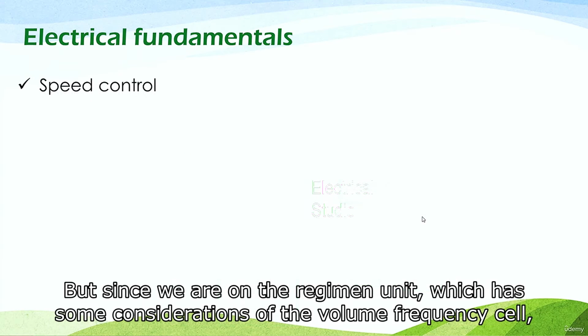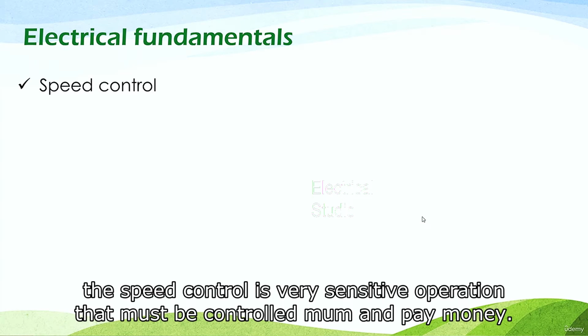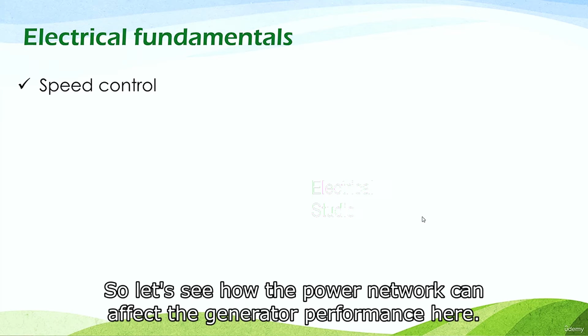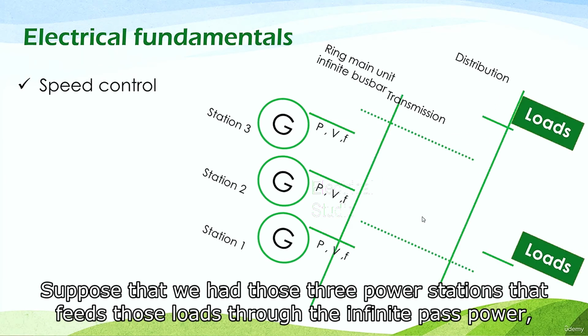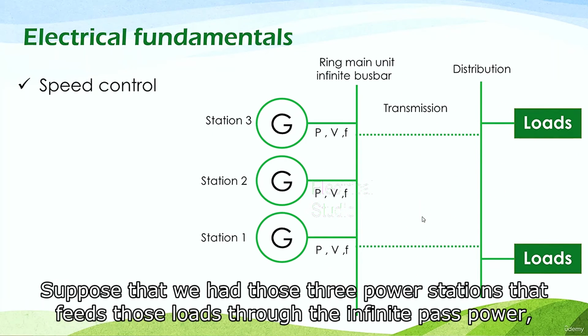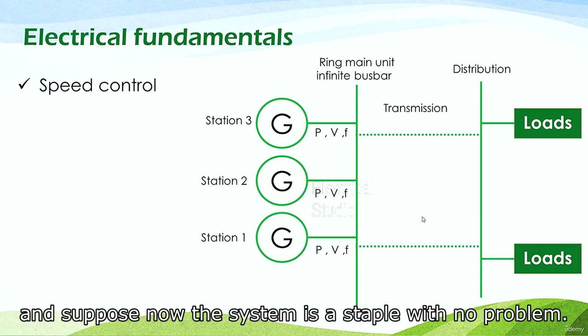But since we are on the power unit, which has some considerations of the voltage and frequency, the speed control is a very sensitive operation that must be controlled moment by moment. So let's see how the power network can affect the generator performance. Here suppose that we have those 3 power stations that feed those loads through the infinite bus bar, and suppose now the system is stable with no problem.